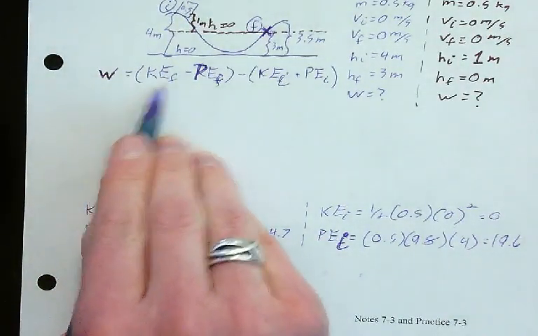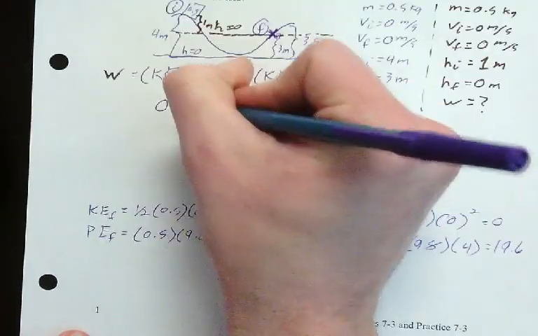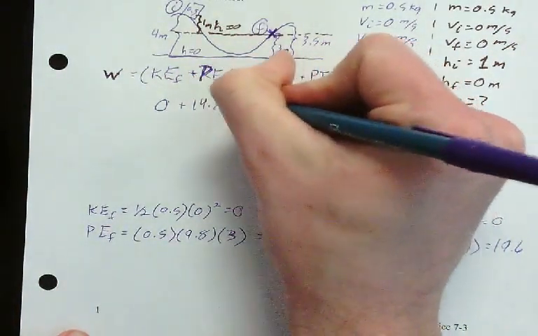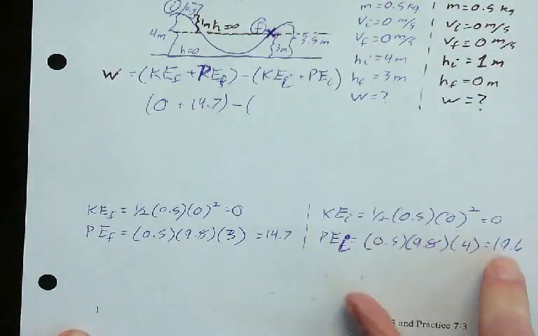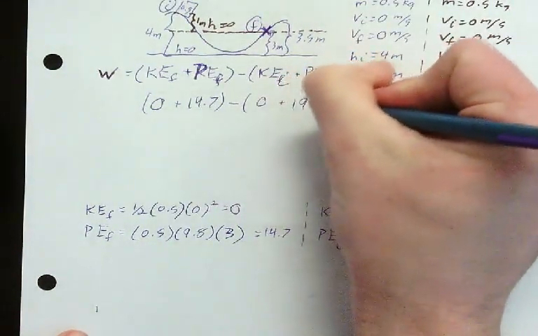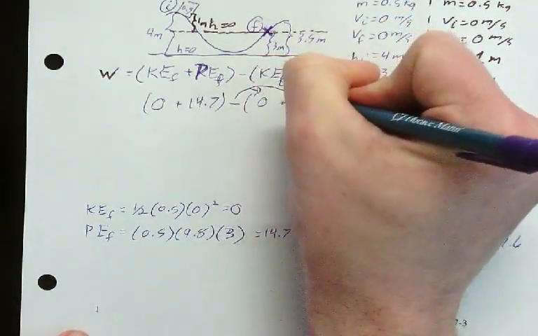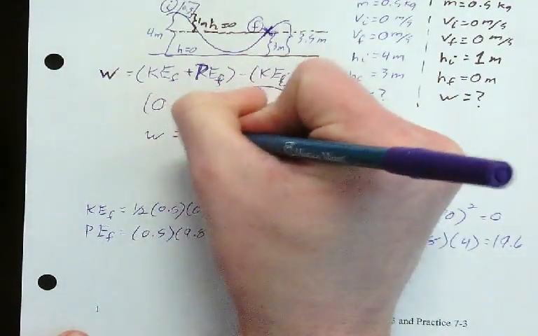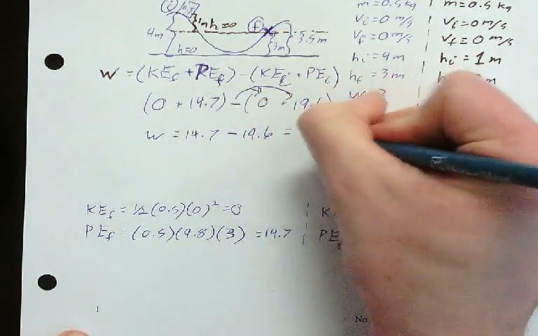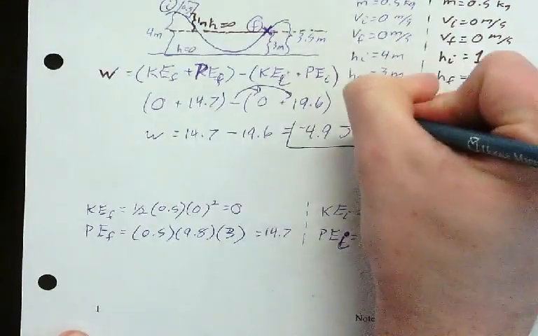So, plug the numbers in there they go. KEF is 0 plus PEF is 14.7 minus KEI, which is 0, plus PEI, which is 19.6. So we have to distribute this negative sign through the parentheses. So we get work equals 14.7 minus 19.6 gives you a work of, sorry, negative 4.9 joules.